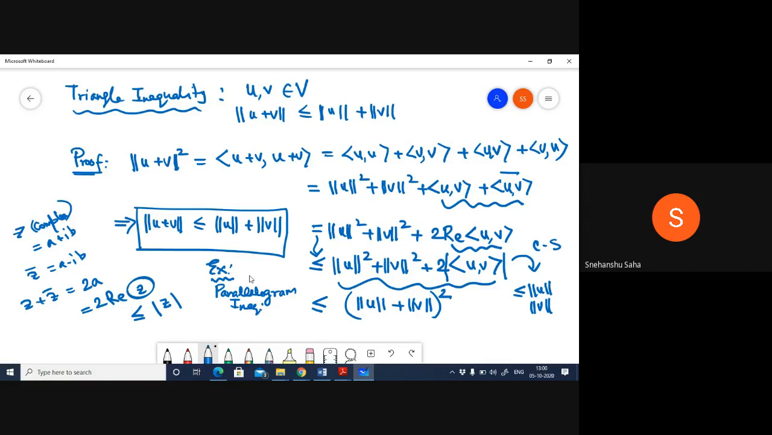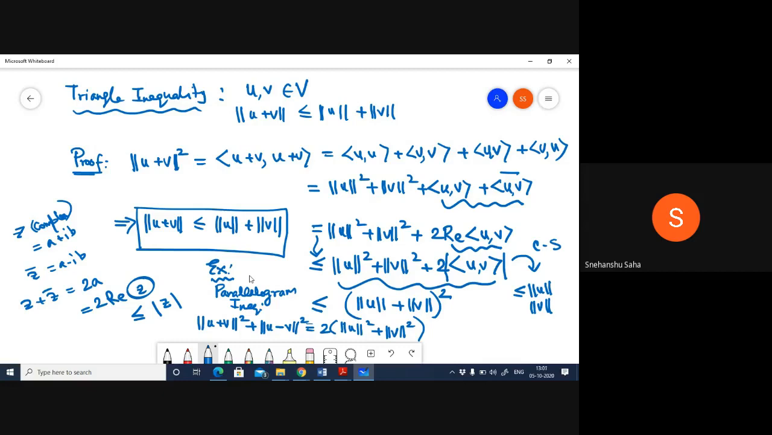Which means if once again you have U and V two vectors, then norm of U plus V squared plus norm of U minus V squared is nothing but 2 times norm of U squared plus norm of V squared. This should be easy enough to see.